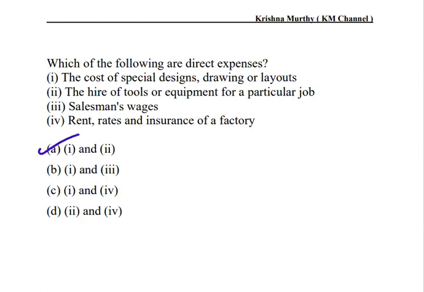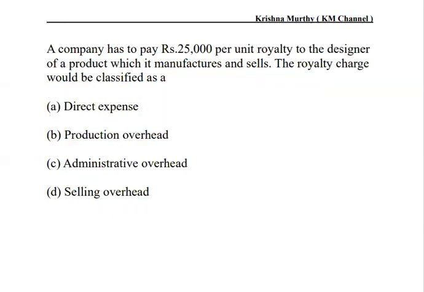The cost of special design, drawing or layout, that is the first one, and the hire of tools or equipment of particular job, both come under direct expenses. Therefore, option number A will be the right answer. Next one. A company has to pay 25,000 per unit royalty to the designer of the product which it manufactures and sells. The royalty charge would be classified as: first option, direct expenses; second option, production overheads; third option, administration overheads; D option, selling overheads. The right answer will be direct expenses.